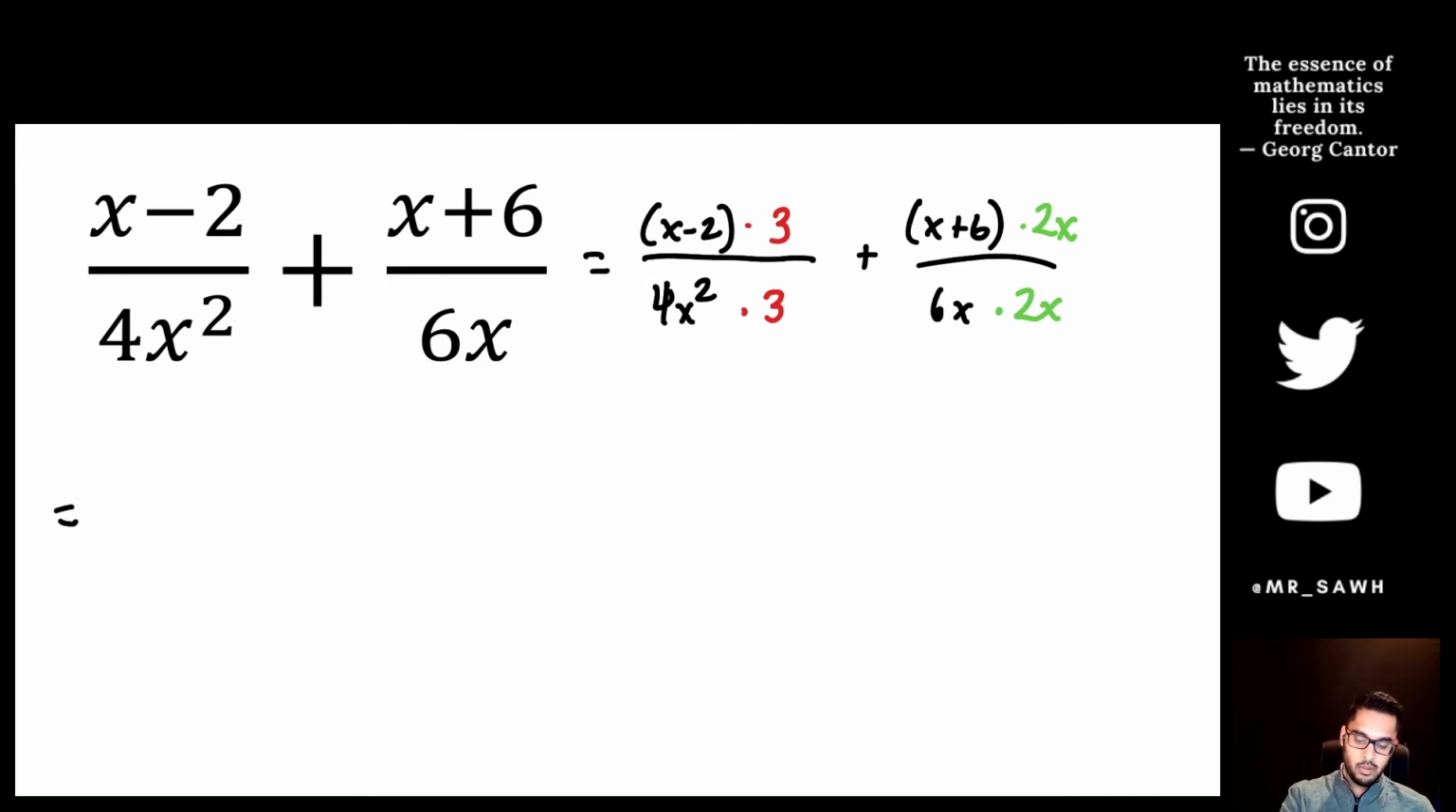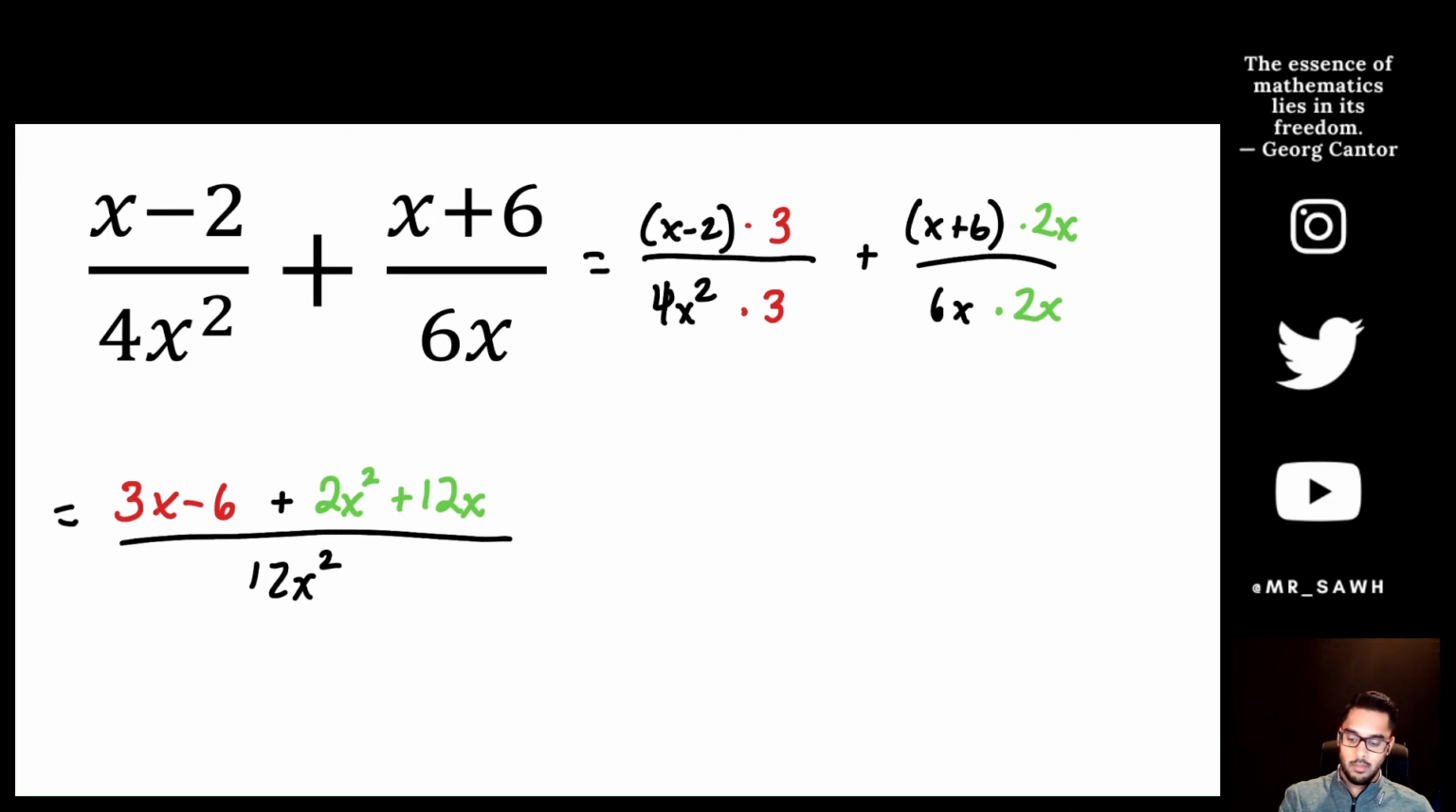So with our first fraction's numerator, we're going to end up with 3x minus 6. And then we'll have our plus sign. And then I don't need to worry about the negative here, so the brackets can freely disappear. And we'll get 2x squared plus 12x. Denominators, 12x squared, like we want. Combine all those like terms to finish this, and you'll end up with 2x squared plus 15x minus 6 as your numerator, divided by 12x squared. For now we'll leave it just like this.